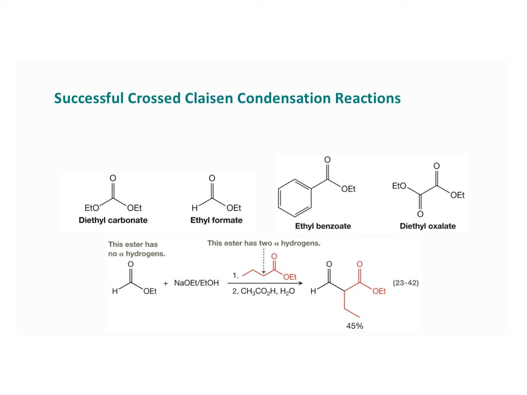Now, being slowly added is really important, because if you add it too fast... So let's look at this. This ester has no hydrogens, so once you put it in here, it's not going to undergo that self-condensation. You want to add this one really slowly. If you add it too fast, then all of a sudden it will start reacting with itself. So you add it really, really slowly, and we can get a crossed Claisen condensation here. Now, that's still a 45% yield, so it's doable, but it's not a super great yield.